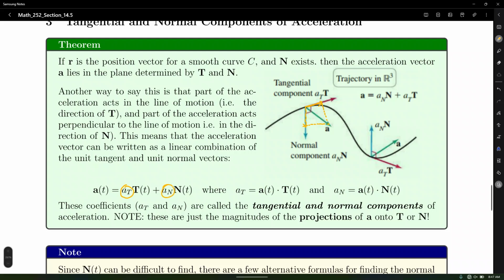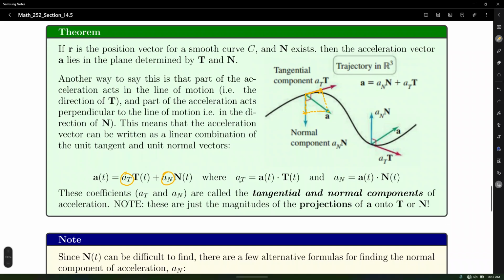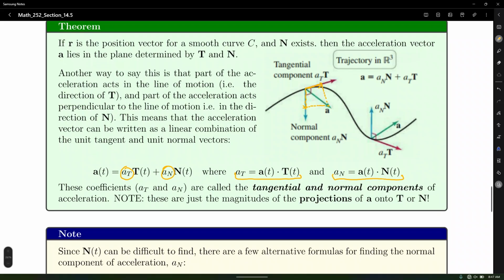That is, A_T and A_N are the lengths of the shadow of the acceleration onto, number one, the tangential, and number two, the normal vector. Here we have the expressions to find those components. Those components are given by finding the dot product between the acceleration vector and the unit tangent vector.